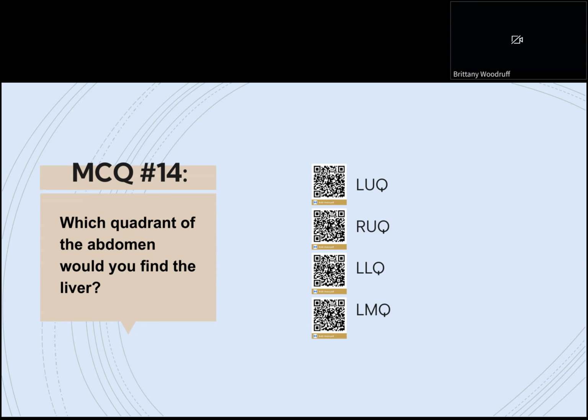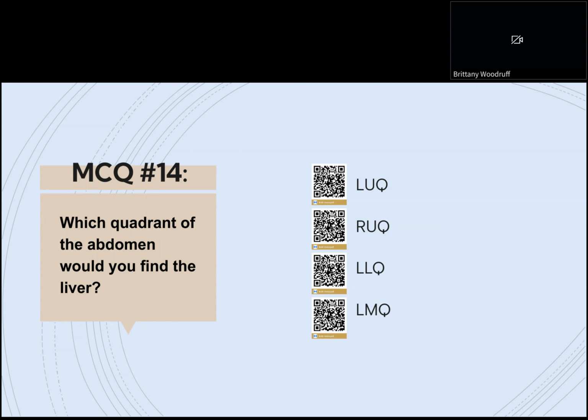What abdominal quadrant? Right upper. What else do you find in your right upper? Gallbladder. What about in your left upper quadrant? What's up here? Spleen and stomach. What about your left lower quadrant? What's here?